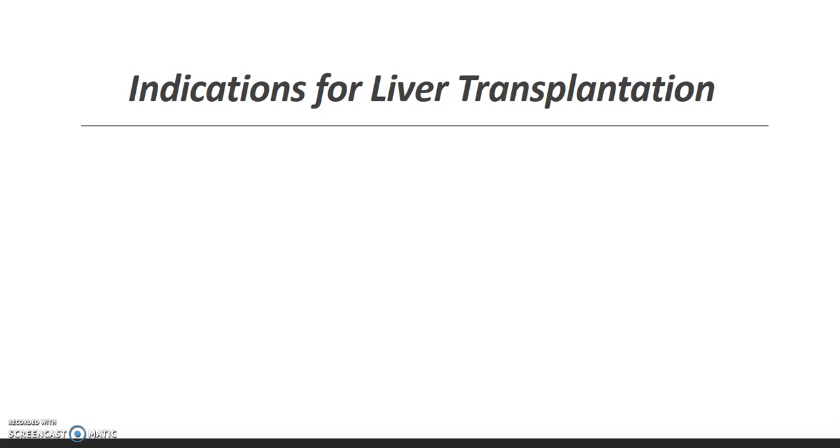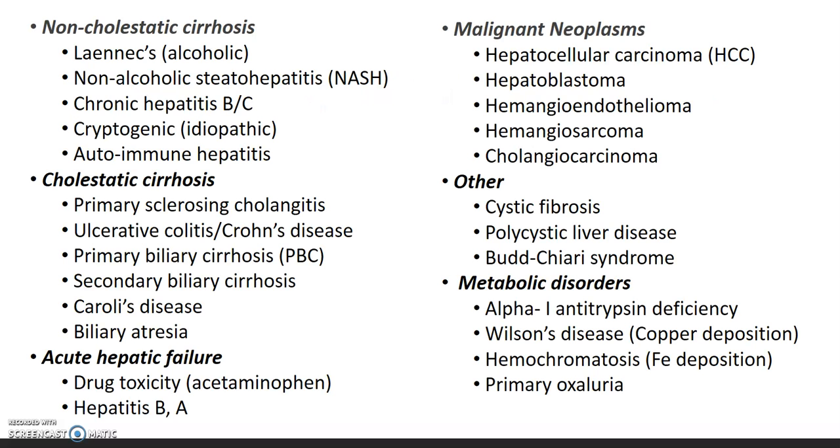Indications for liver transplant. The indications for liver transplant is a long list, but the most common reasons are alcoholic and NASH leading to cirrhosis requiring a liver transplant. The number of hepatitis C patients requiring liver transplant is going down, and HCC.